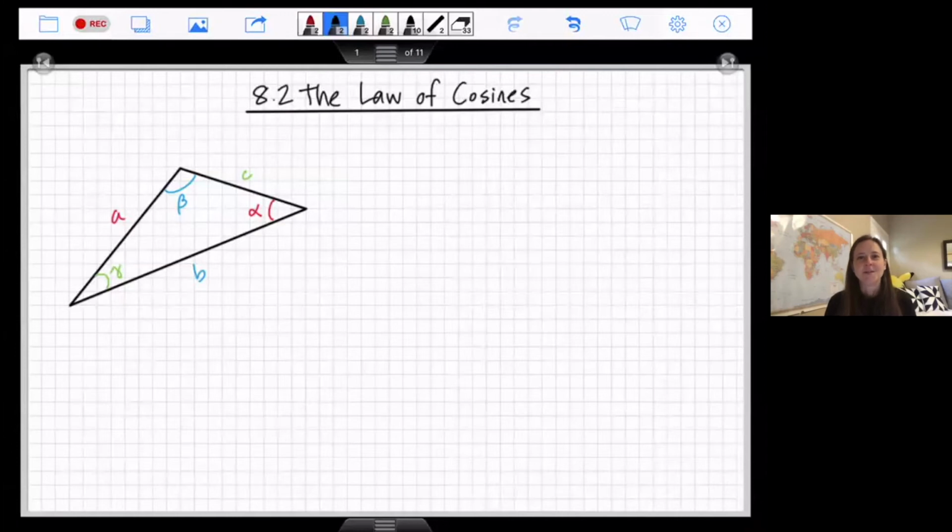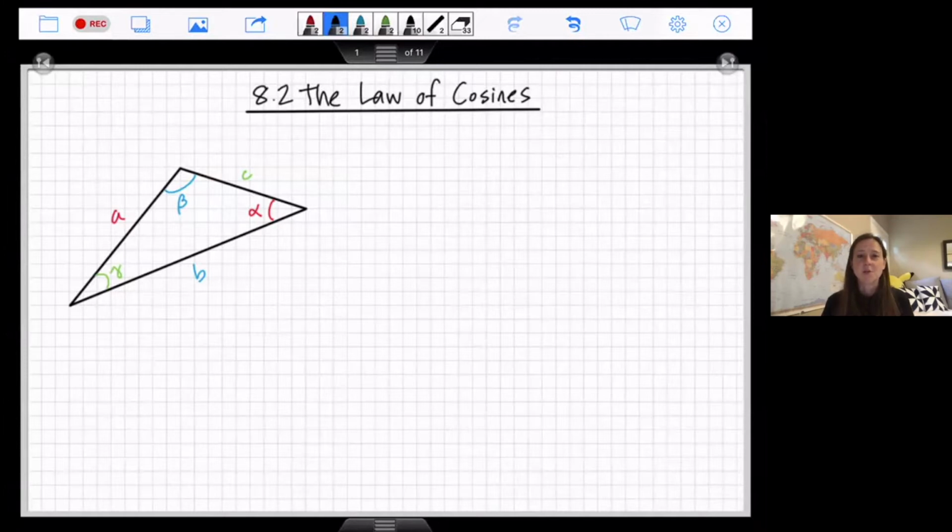Section 8.2 is on the law of cosines, and this is a really helpful tool when dealing with triangles, because up until this point, all of our word problems with triangles had to have a right angle in them somewhere. And the law of cosines frees us from this. We can deal with an oblique triangle instead of a right triangle. So a triangle that doesn't have any right angles, we can't use SOHCAHTOA on it. We can use the law of cosines.